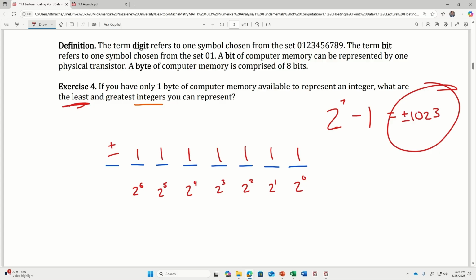Okay, so 2 to the 7th power is 128. Is that what you tried to tell me? It was 127? Sorry. I was way off. There we go. So not that much. The greatest integer I can represent is 127. The least one is negative 127. Sound good? Aaron, that makes sense? Okay.